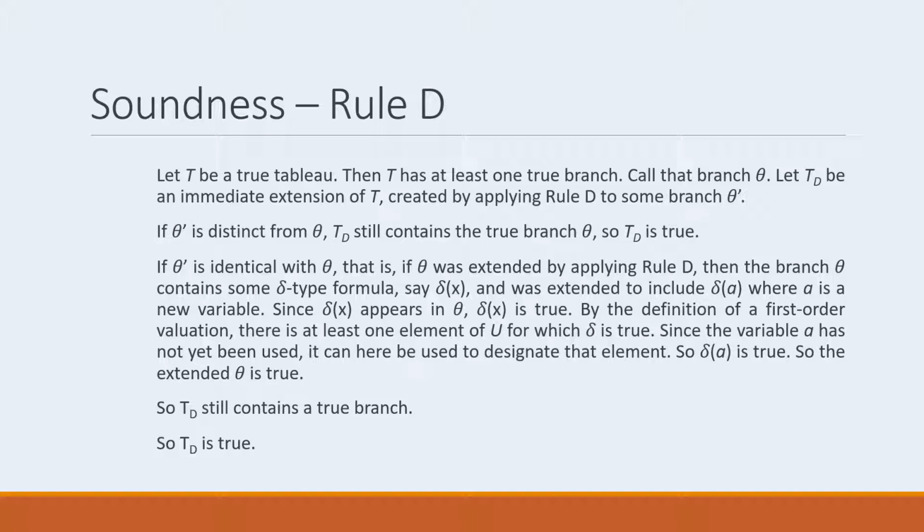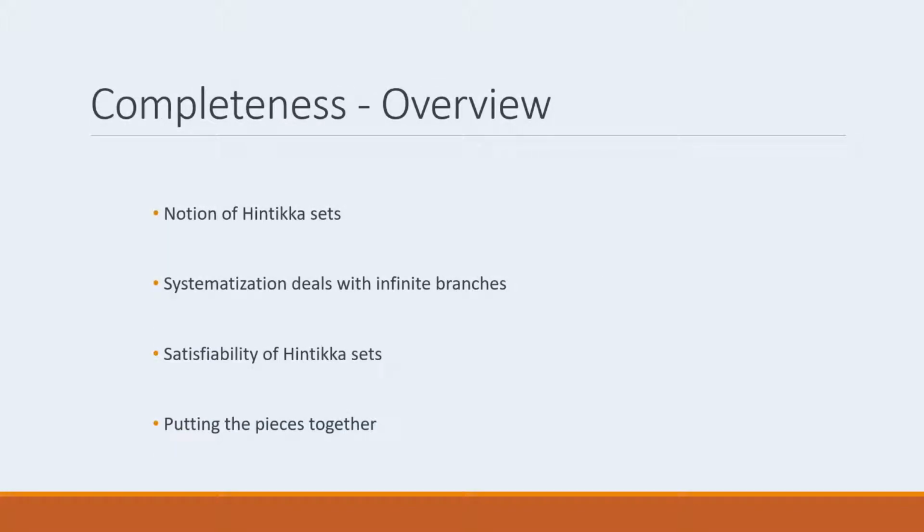And the cases for rules A, B, and C are very similar, even simpler. So we know that everything we prove by Tableau is true. What about the completeness of Tableau as a proof system? Is it the case that everything that is true is provable by Tableau? The good news is yes, but it will take us a little bit of work to get there.